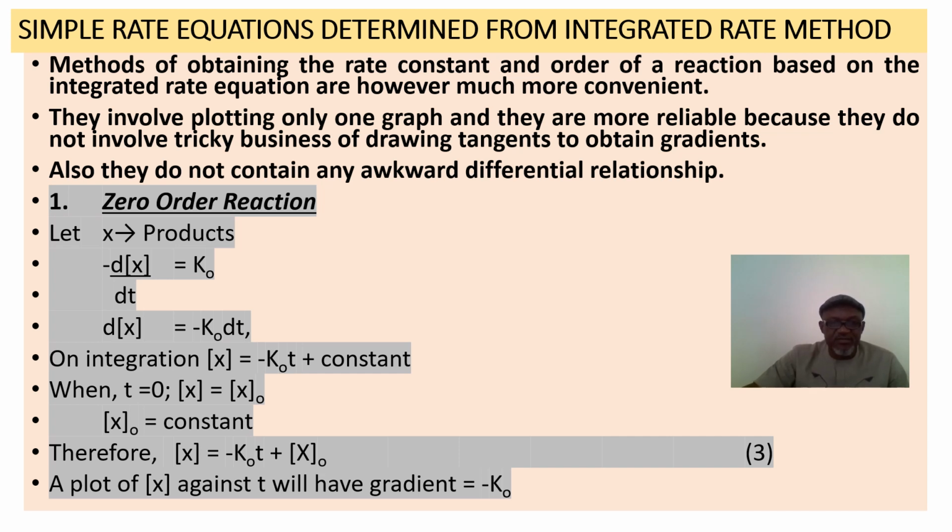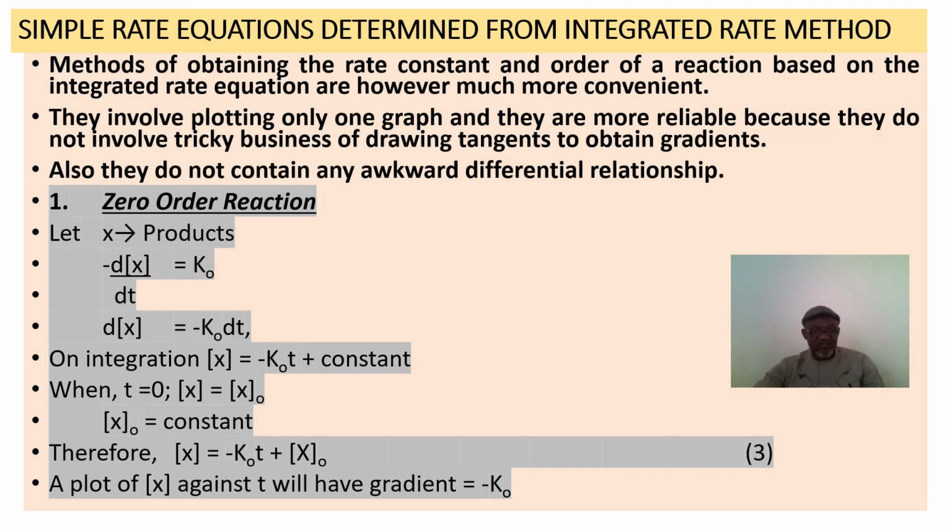So the hypothetical reaction is X to product. Remember, our rate of reaction is minus dx over dt, minus because X is a reactant, equal to k0 because it is zero order. If it is a zero order reaction, then the concentration of X raised to power 0 is 1. So that disappears and we're left with only k0 here. So we cross multiply, dx will be equal to minus k0 dt, and then we integrate. Once we integrate, we have x is equal to minus k0t plus a constant.